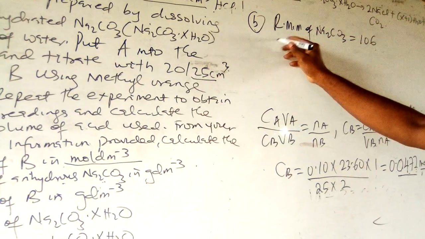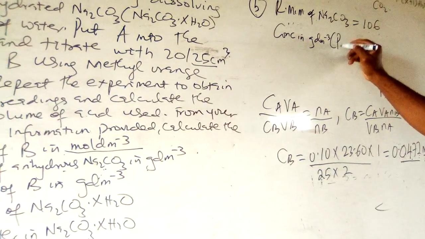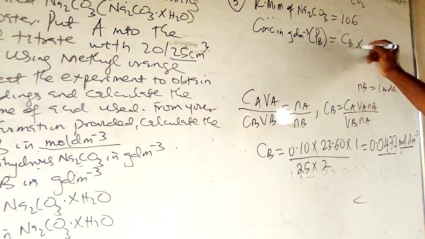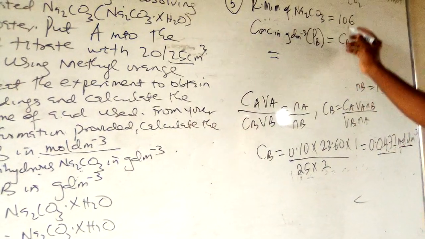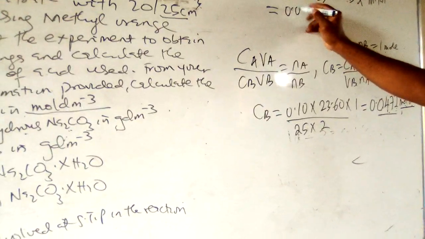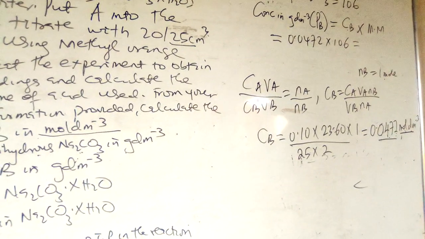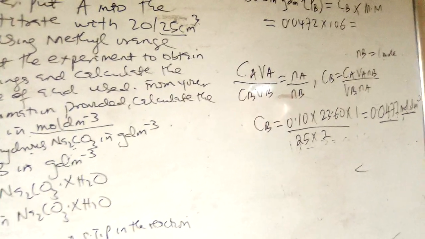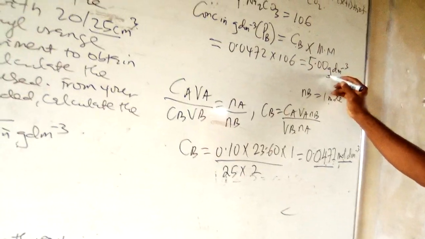Then you should know that concentration in gram per dm cube, which is normally written as rho b, equals concentration in mole per dm cube times molecular mass. The concentration in mole per dm cube is already obtained here: 0.0472 times 106. Final answer, please. About 5.00 to 3SF. I say gram per dm cube, not gram.